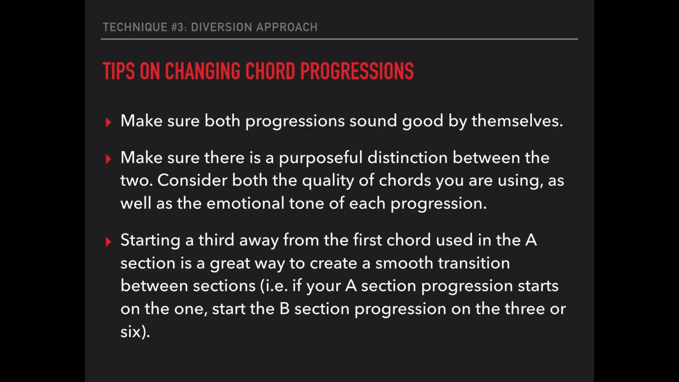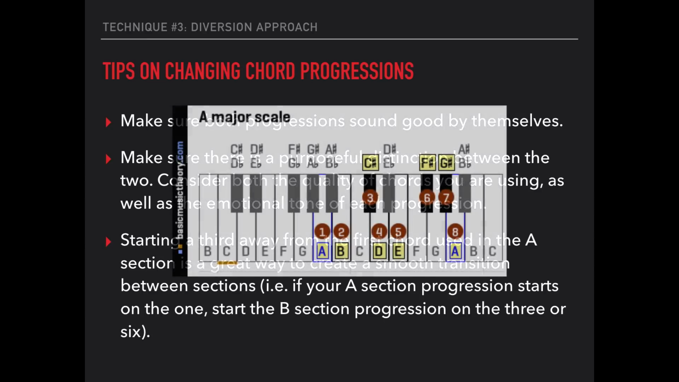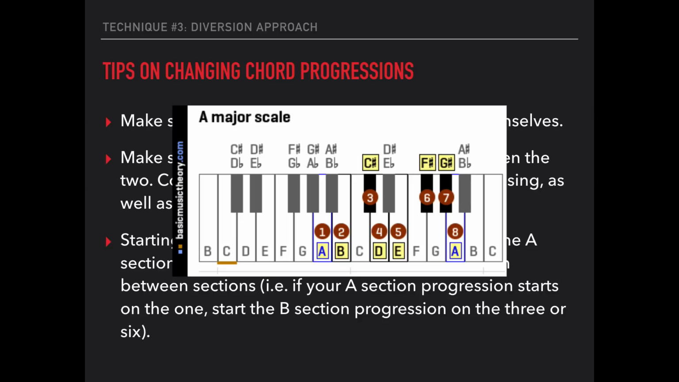If this doesn't make any sense, let me pop up the A major scale on the screen and explain this to you. So what I mean by a third is the chord that is either a major third or a minor third above whatever note you're starting on. So let's say that we had a chord progression in the A section that started on A major and we wanted to change progressions. Well, we could use a chord progression in the B section that starts a third away. And a third is simply going to be a note that is 2 adjacent notes in the scale. So if we start on A, we can count up 2 notes in the scale and we can get C sharp minor.